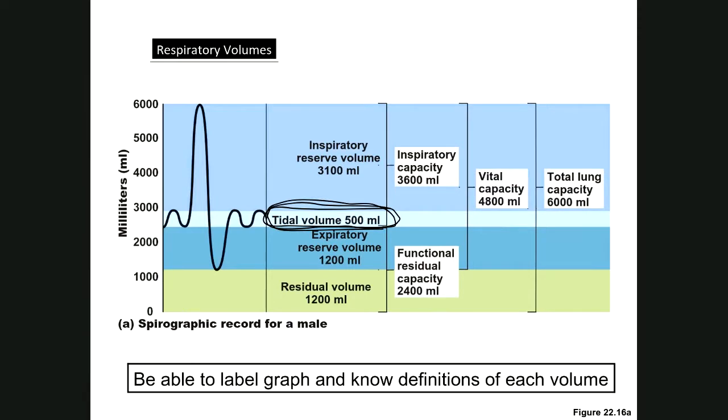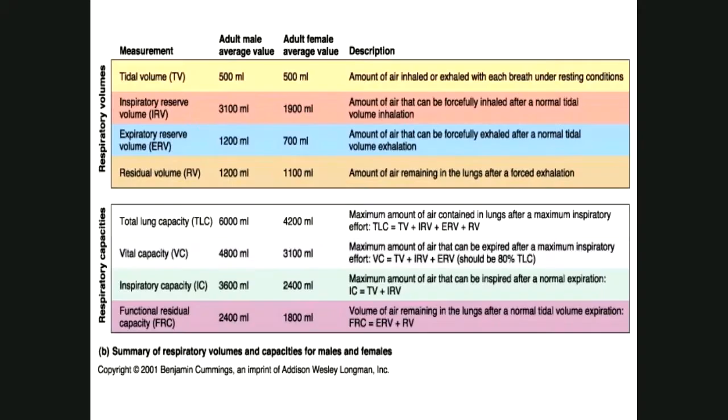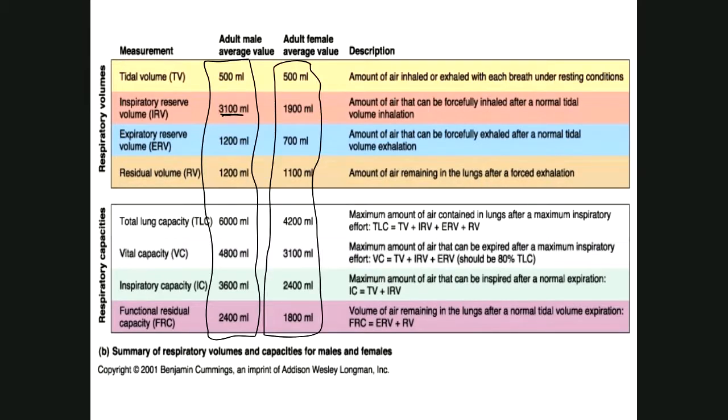But here are some of those averages. So males tend to have larger chests than females, and so they tend to have bigger lungs. And so if you look at all these numbers for a male versus all these numbers for a female, basically all of them are bigger. This is bigger. This is bigger. But this one, remember, does not really change very much.